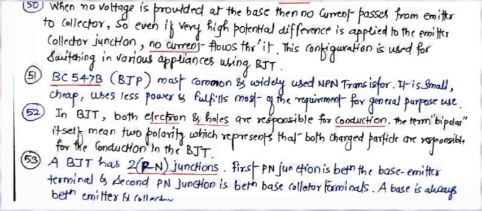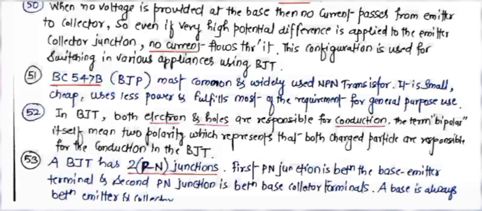The BC547B, that is a BJT, is the most common and widely used NPN transistor. It is small, cheap, uses less power, and fulfills most of the requirements for general purpose use.